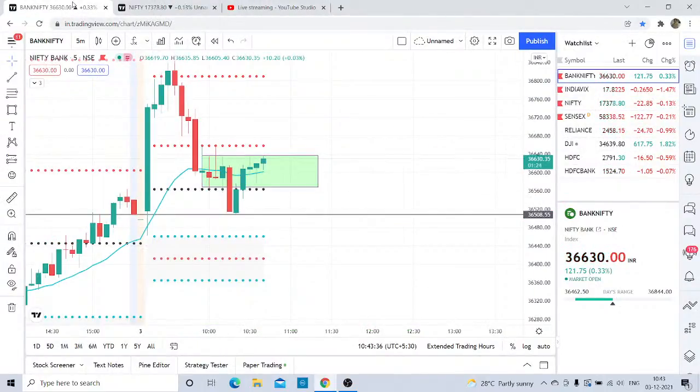Today, Bank Nifty and Nifty on the 5 minutes time frame. There is a resistance here, that's why I marked it. If this resistance is broken, we can go and buy it. Looks like it is going to break the resistance here.